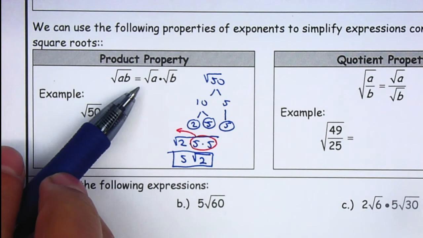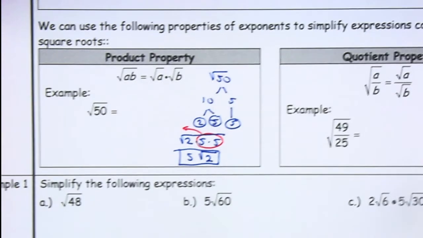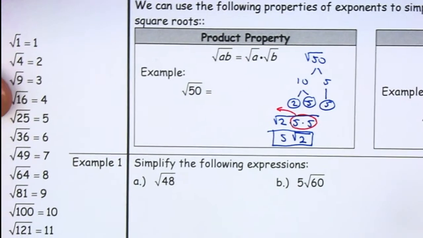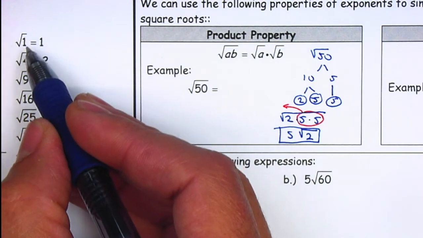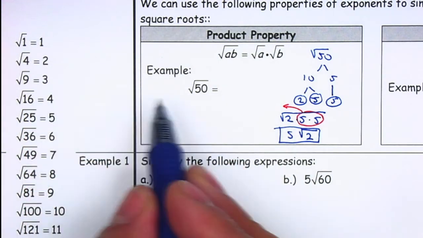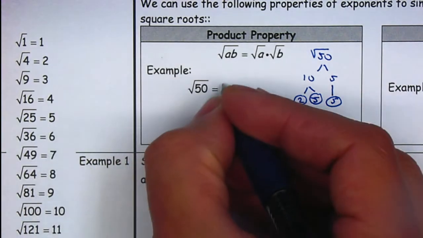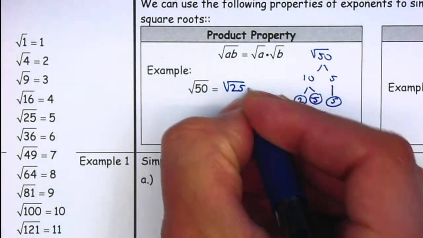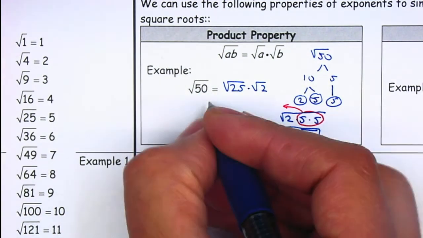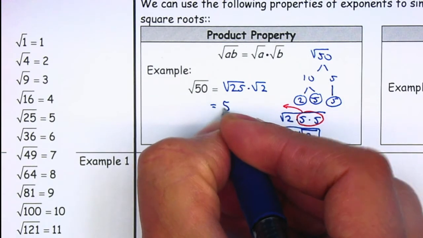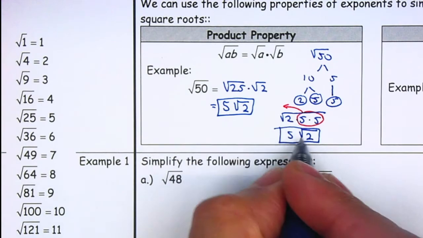But the product property will tell me that I can separate this 50 as a factor, and I will be using the factors on the left hand side. So I know that 25 is a factor because the square root of 25 times the square root of 2 is the square root of 50. Then from here, the square root of 25 will be 5, and then we just bring down the 2. So notice that we get the same answer.